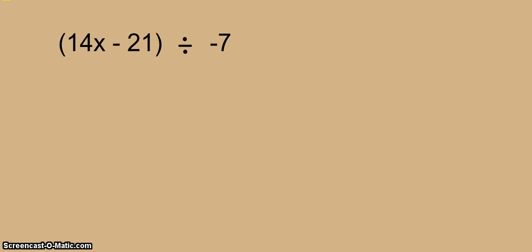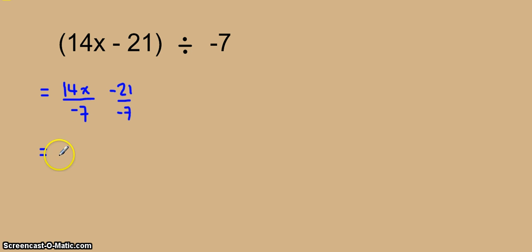In the next example, we will divide the binomial 14x subtract 21 by the constant term -7. So you need to remember that you're dividing both terms in the first polynomial by the constant term -7. So I like to rewrite it this way to remind myself that I'm dividing each of these terms by -7. Pay close attention to your signs.